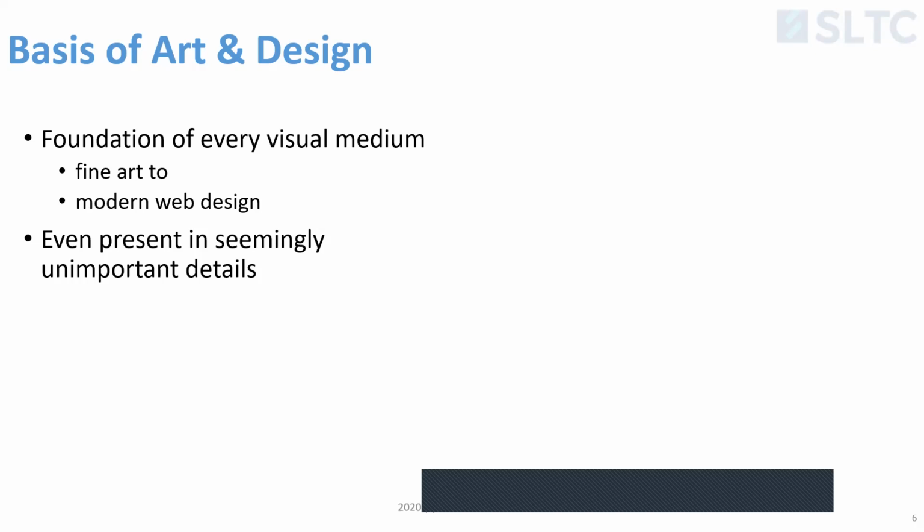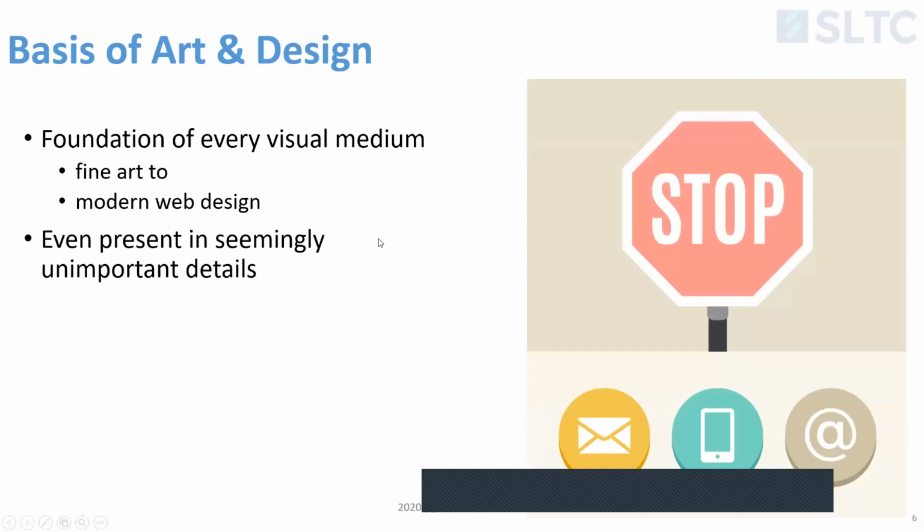Even in the unimportant things, we sort of expect it. What do you mean by unimportant thing? Look at this. These are everyday objects. You see them all the time, every day. The first one being the stop sign on the road.